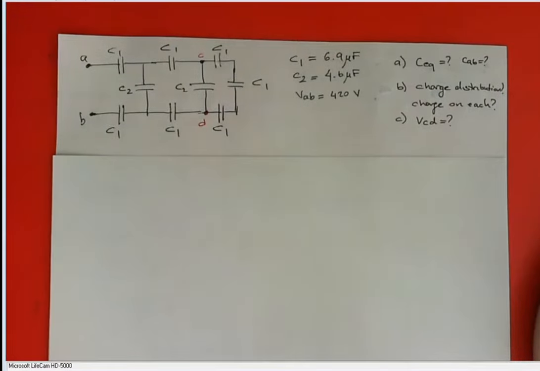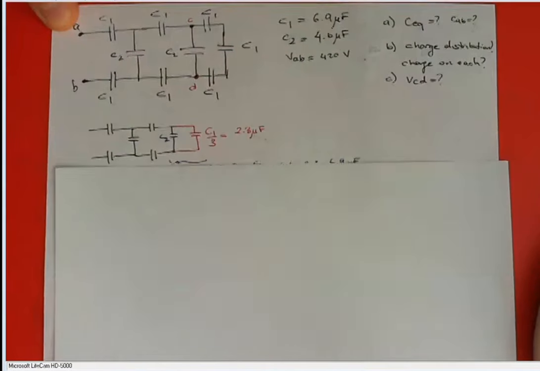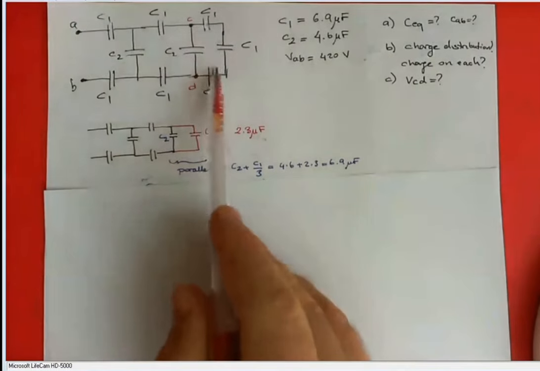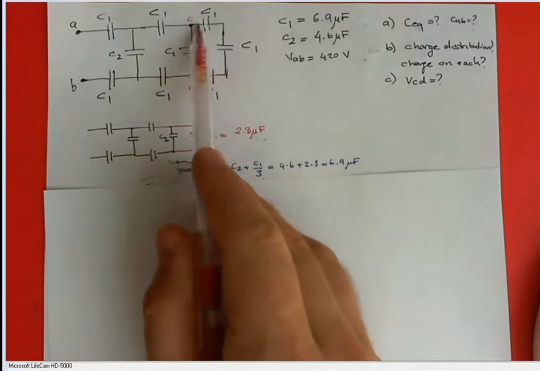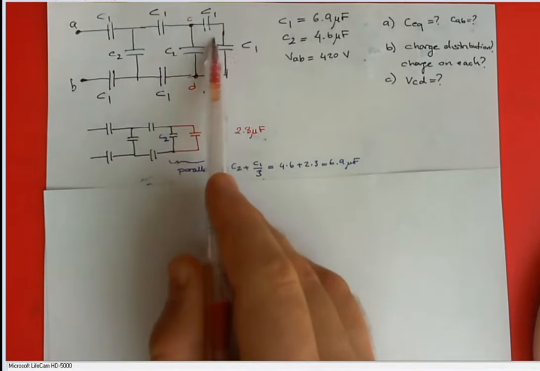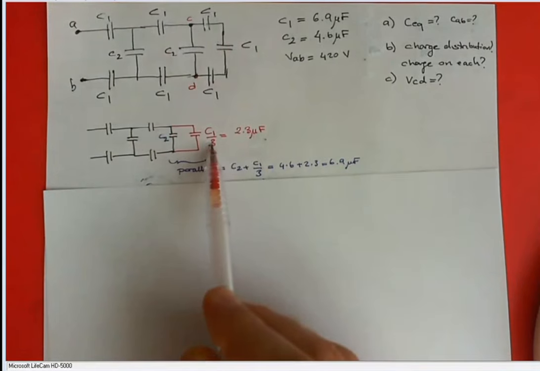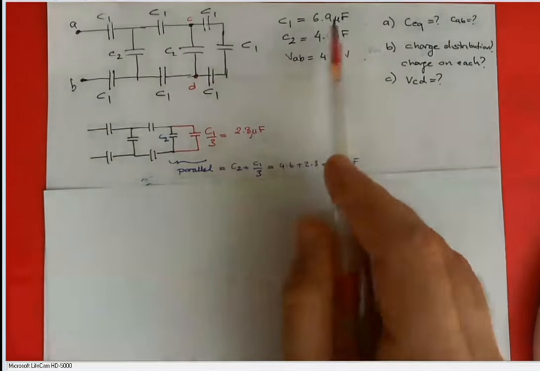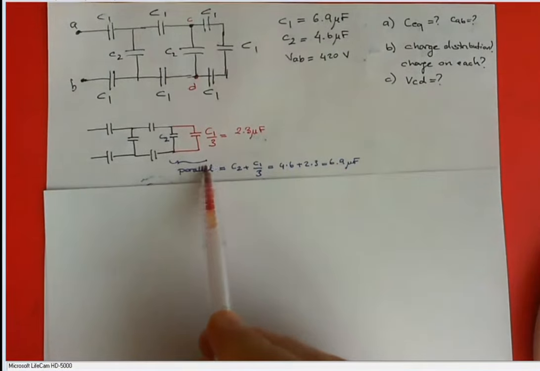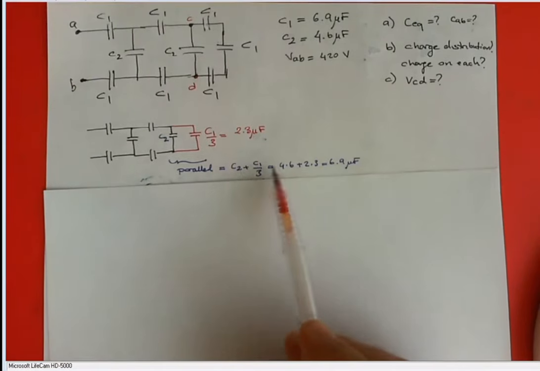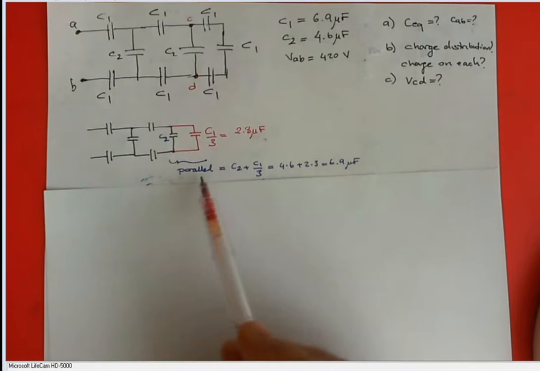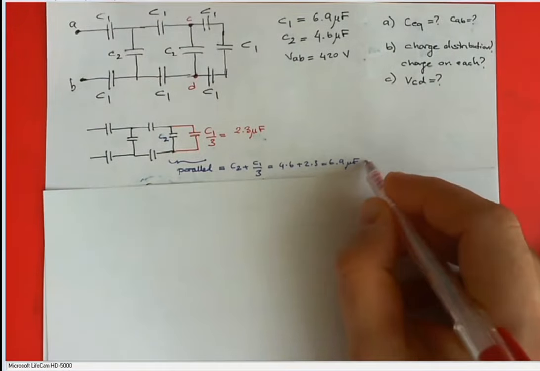All right. So next, let's figure out what our capacitance would be. Here we see that these three are in series. I can take this one and put it here, and take this one and put it here. These three will be in series, so we have C1 over 3, which is 6.9 divided by 3, 2.3 microfarad. And these two will be in parallel, so we add them up: 4.6 plus 2.3 is 6.9. So these two are basically equal to the magnitude of C1.